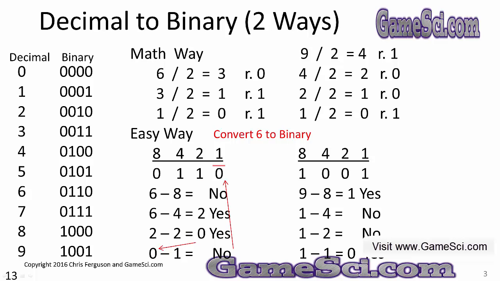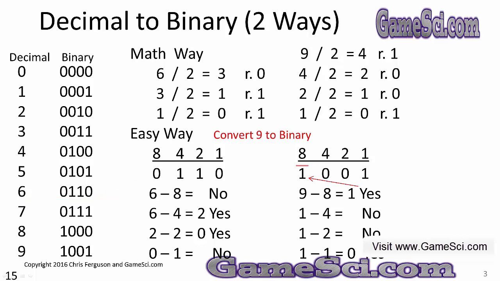All I'm doing is the same thing backwards. What numbers 8, 4, 2, and 1 fit into 6? 4 and 2 make up the value of 6, so I put a 1 under 4 and 2. And you can clearly see that when converting 6 to binary, it comes out 0, 1, 1, 0.